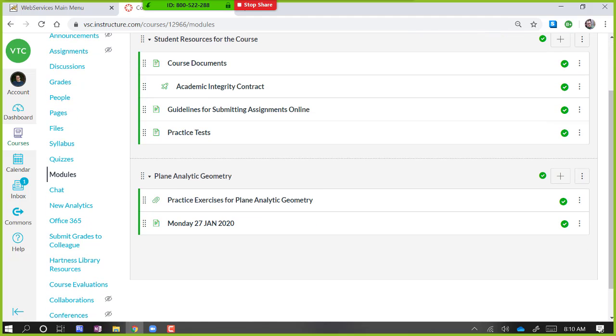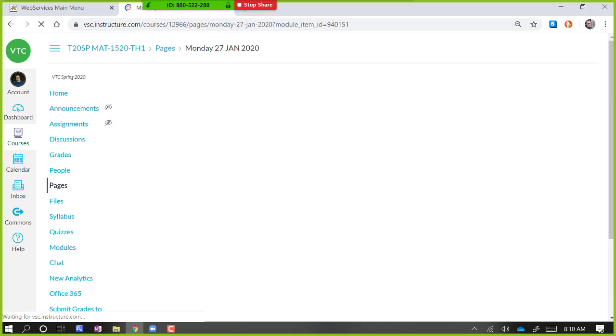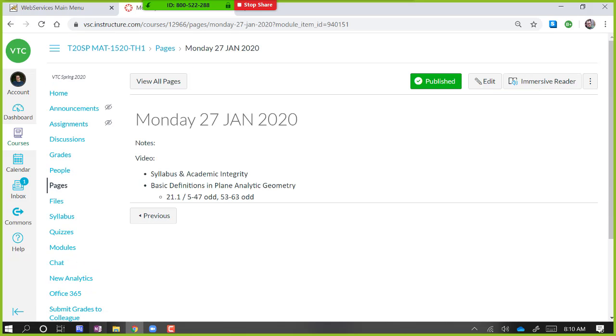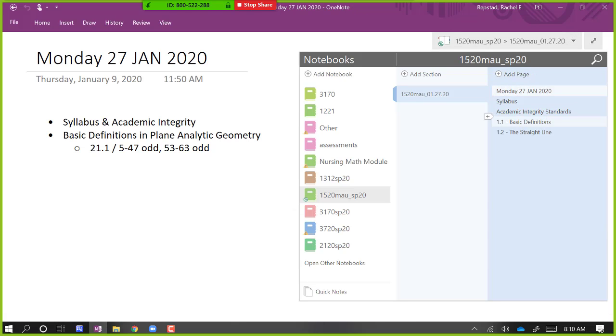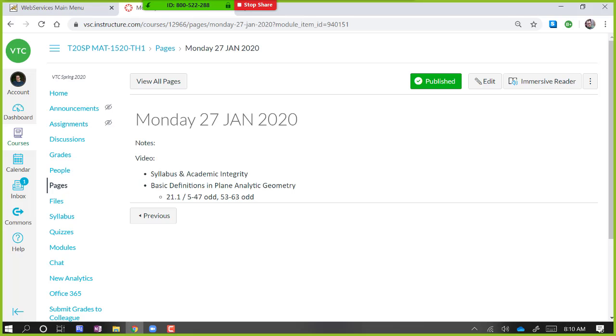As we go through the course, I'll build a little module for each topic, for each chapter. And you notice there's one here already for plane analytic geometry. I've got a PDF for the practice exercises, and also there's a little link for today. What I do is I create a page for each class day, and if you click on it, you'll notice it lists what we're doing. This is exactly what I've got listed here on the first page of the OneNote document. And then there's also an empty spot for notes and for videos. So we fill out these notes together, and I'll save a PDF and post that to Canvas.